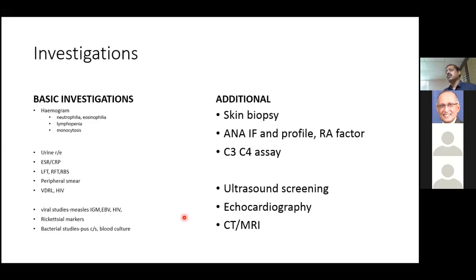Viral studies you can do. Very often I send either a measles or a rubella IgM or an IgG, EBV and HIV. These are the common ones which I send. And of course, dengue, arboviruses we do send. Leptospira we do send. But beyond that, the more advanced ones I would not venture because they're very expensive. And is it worthwhile doing that? Unless you are dealing with something resistant or a multi-system disease and the patient wants a diagnosis, I would not go for higher investigations. Rickettsial markers, I think you can read in any book which are the markers.